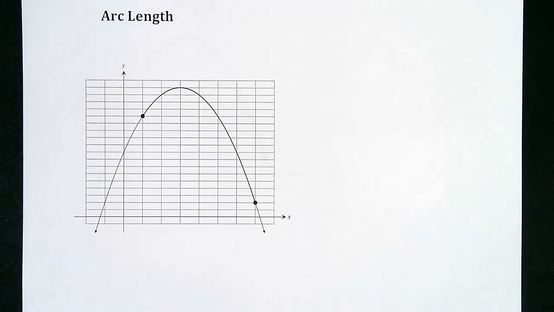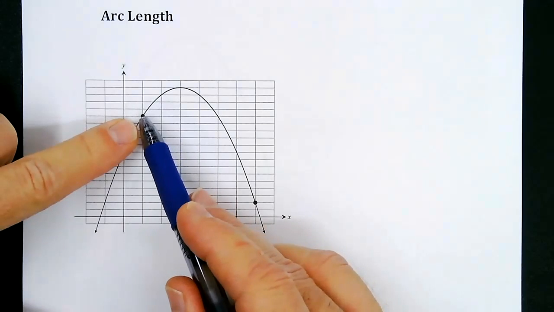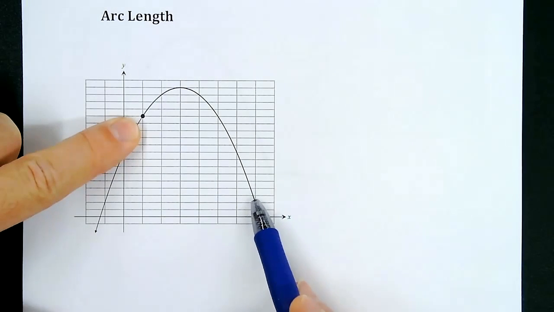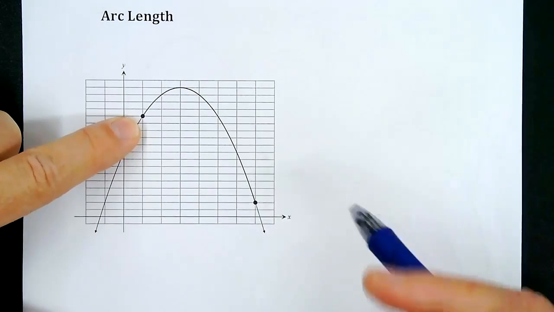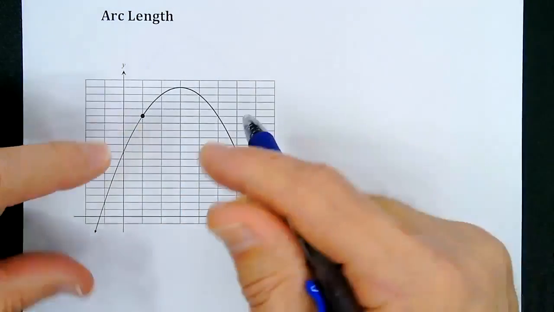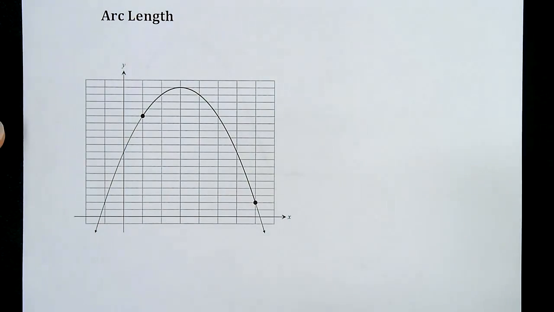Hi, today we're going to talk about arc length. What we basically want to do is find the length along this curve from this left endpoint to this right endpoint. One way you could do it is take a piece of string, wrap it around to follow the curve, then straighten it out and measure it. That's one way, but we can actually use calculus to do this.